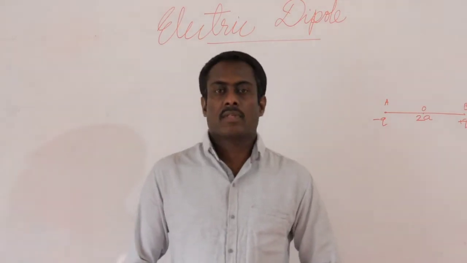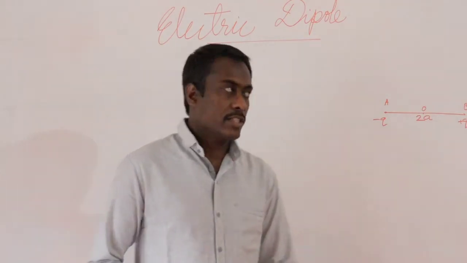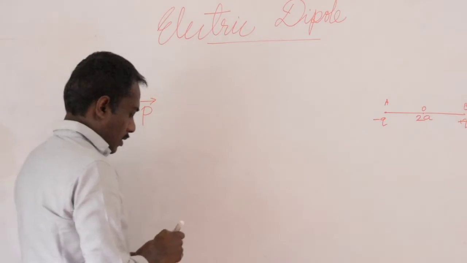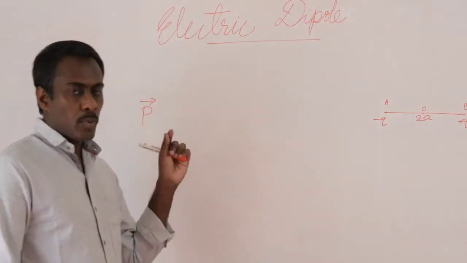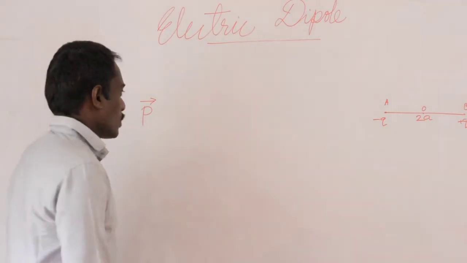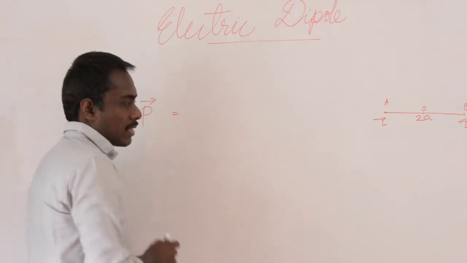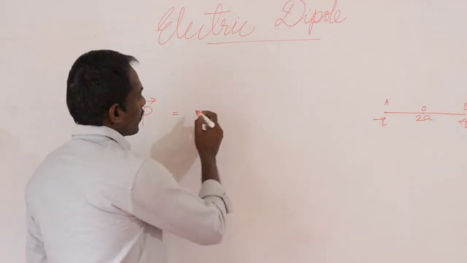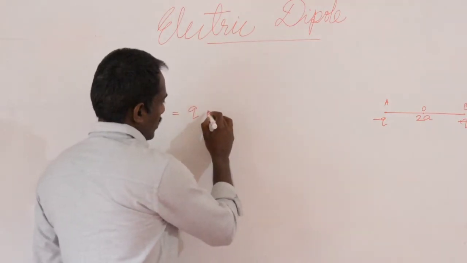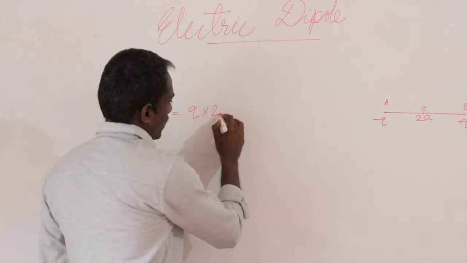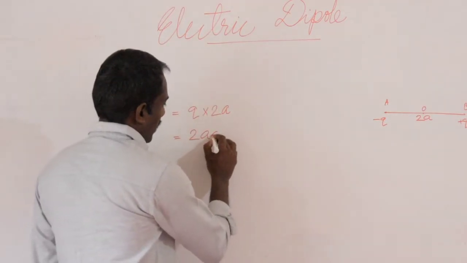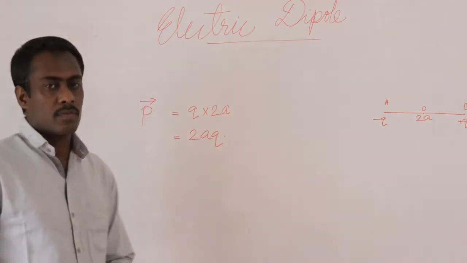Dipole moment is denoted by the letter P. Since it is a vector quantity, an arrow mark is also there. As I said, the dipole moment is the product of either charge and the distance between them. So we can write the dipole moment P is equal to the charge Q into the distance between them, 2a. That can be written as 2aQ. It is the expression for the dipole moment.